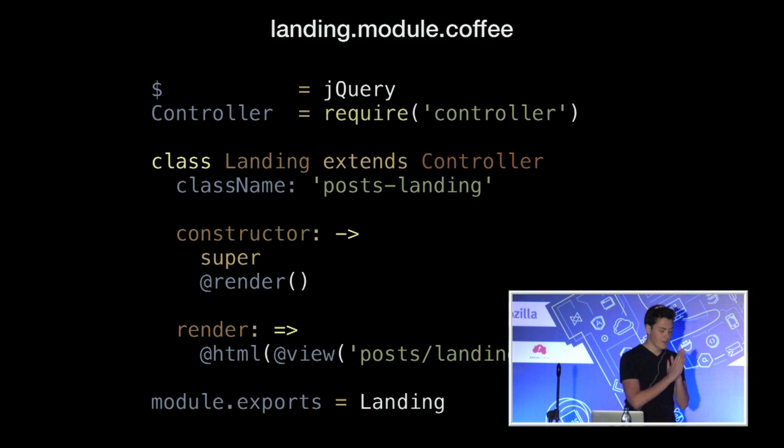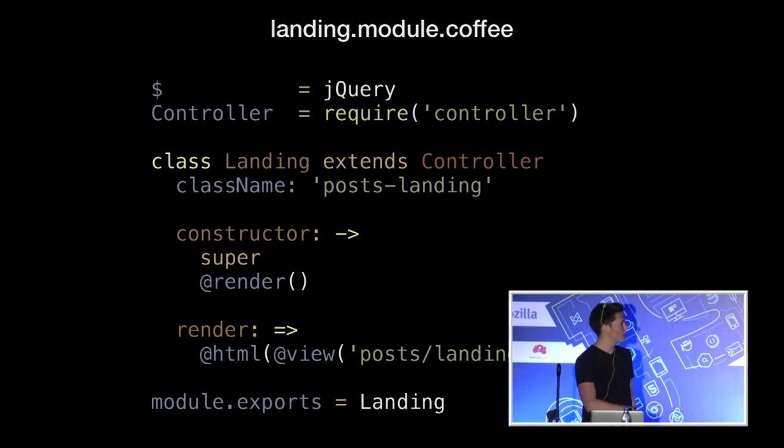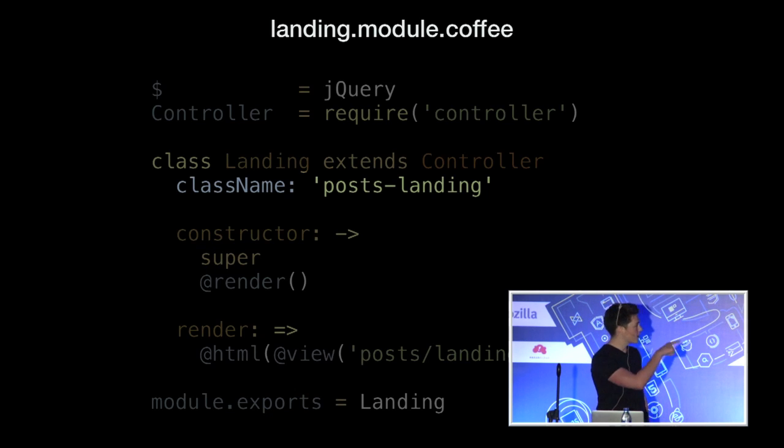So let's take a simple controller. This is the landing page. This is displayed if no post is selected. Notice at the top we have this class name property.